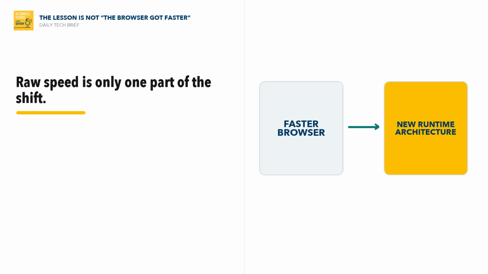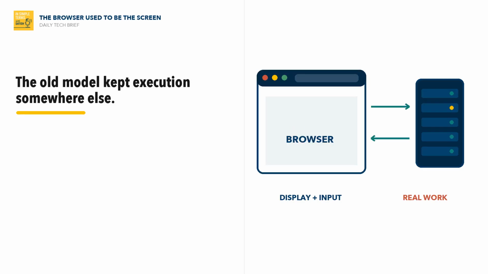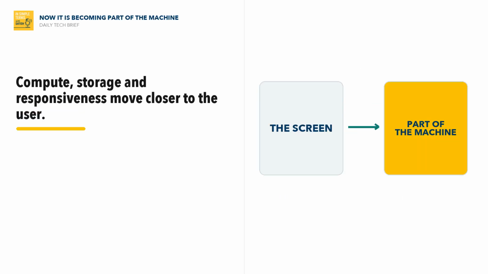So the real lesson is not simply that the browser got faster. The real lesson is that the browser now deserves to be treated like part of the runtime architecture. The clear takeaway is this: the browser used to be the screen. Now for many kinds of software, it is becoming part of the machine.